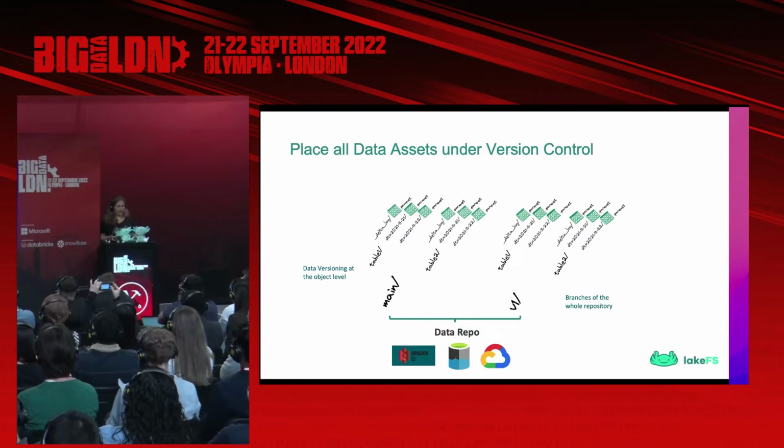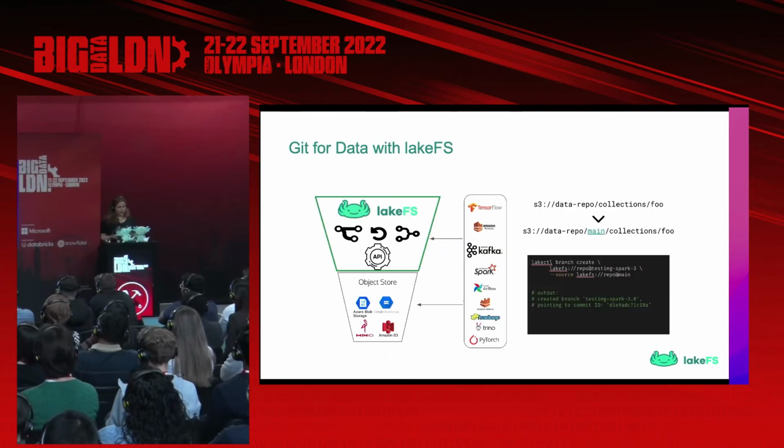So I'm data versioning at the object level. I'm looking at the binary format of the data, so I'm not attached to a specific table format. And I can branch out, so I can copy, and a similar thing to it is branching, so I can branch out over the whole repository.